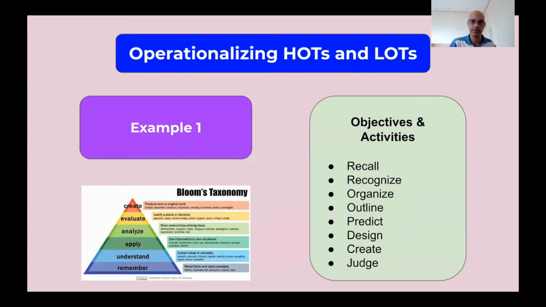So let's see some applications of this. How is this operationalized? So one example is when you write objectives and when you develop sequences of activities for a lesson. So if I'm going to ask my students to recall, to recognize, to organize, outline, predict, design, create, or judge, it depends on what order I think this falls into my lesson, and in what order they make sense in a lesson. So that's very important. And also, I need to make sure that the activities are specifically designed for recalling, specifically designed for recognizing, for outlining, predicting. So this is one example.